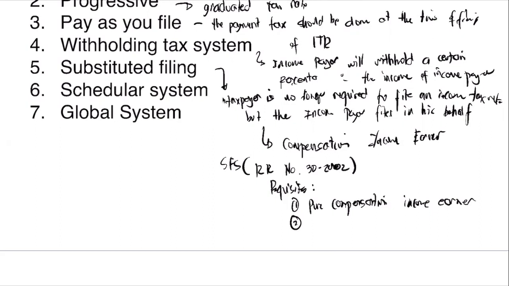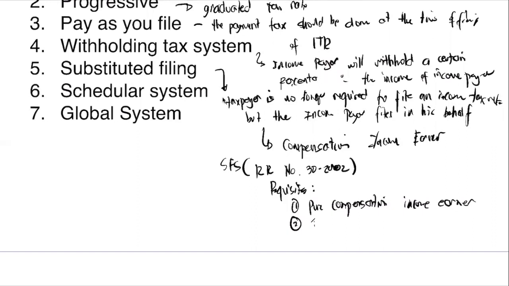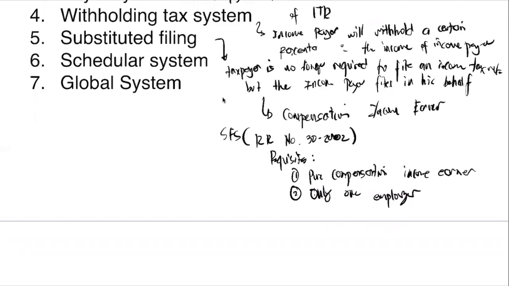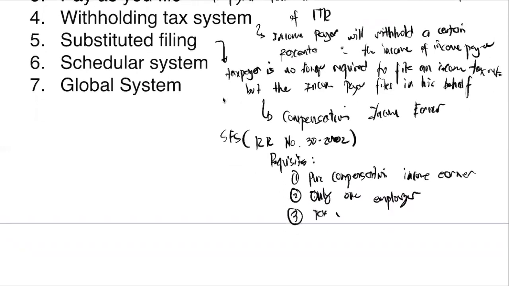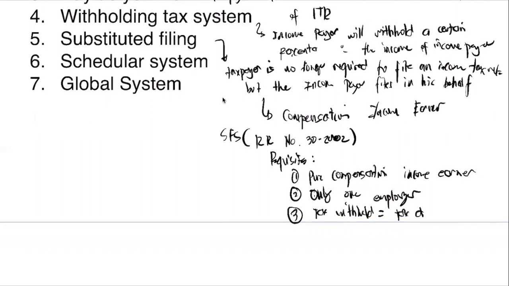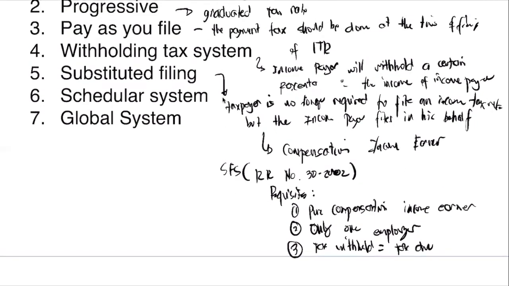Another requisite of this substituted filing is you must only have one employer. So only one employer. And lastly, the tax withheld is equal to tax due. The tax withheld is equal to tax due.